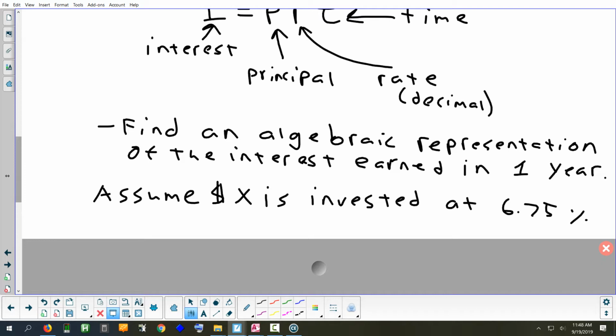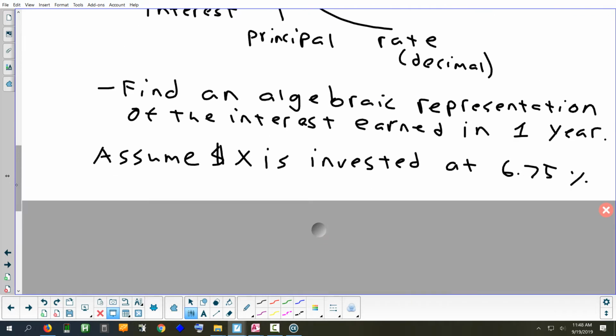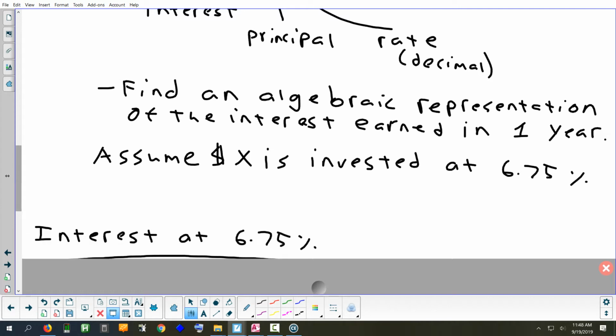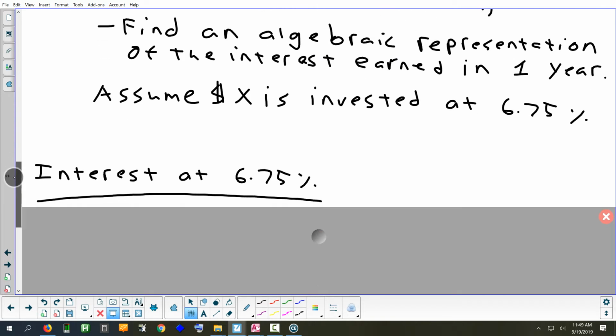Now, if you wanted, you could have said let X be the amount of money he invests in the 8.6%. It doesn't really matter. It would just control which variable you're solving for first. Eventually, you're going to solve for how much money he puts in each investment. Okay. So, let's start with the amount of interest that Bill earns in the 6.75% investment.